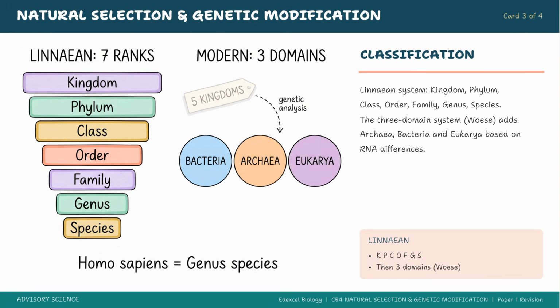For Edexcel, know that the change from 5 kingdoms to 3 domains happened because of DNA evidence. And learn the 7 Linnaean ranks in order. King Philip came over for good soup.